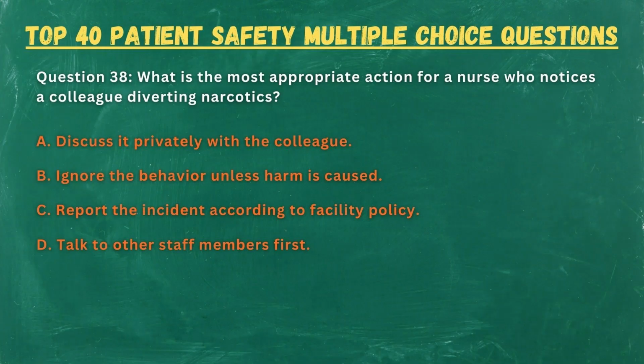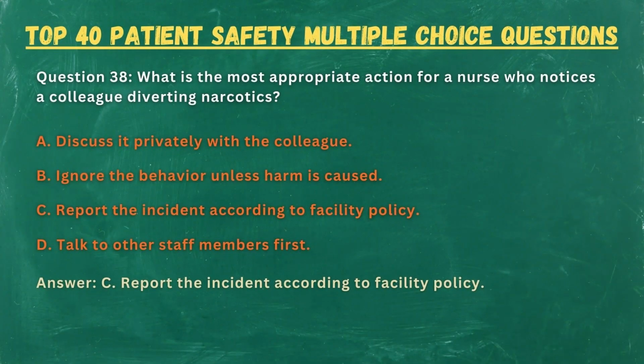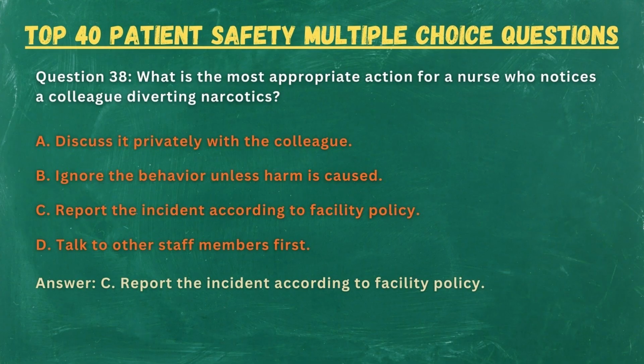Question 38. What is the most appropriate action for a nurse who notices a colleague diverting narcotics? A. Discuss it privately with the colleague. B. Ignore the behavior unless harm is caused. C. Report the incident according to facility policy. D. Talk to other staff members first. Answer. C. Report the incident according to facility policy.